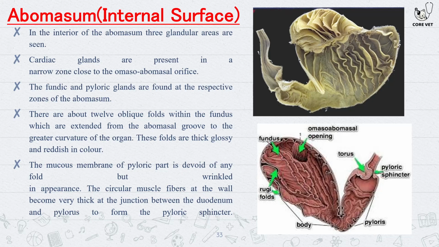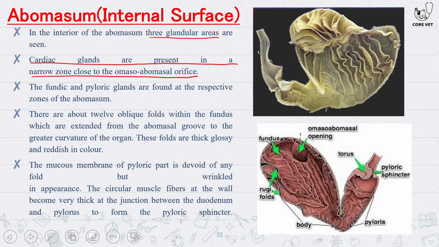Coming on to the internal surface, the interior of the abomasum consists of three granular areas. The cardiac glands are present in the narrow zone close to the omaso-abomasal orifice, just after the omasum. The fundic and the pyloric glands are found in their respective zones.